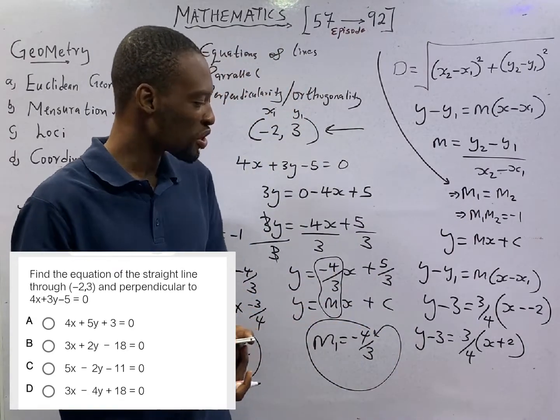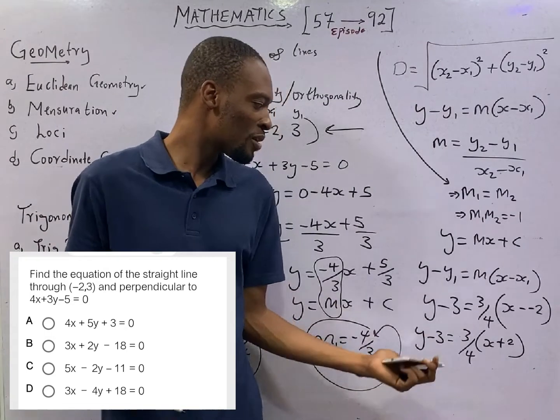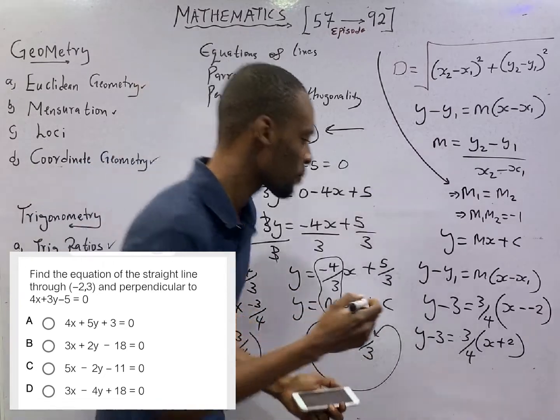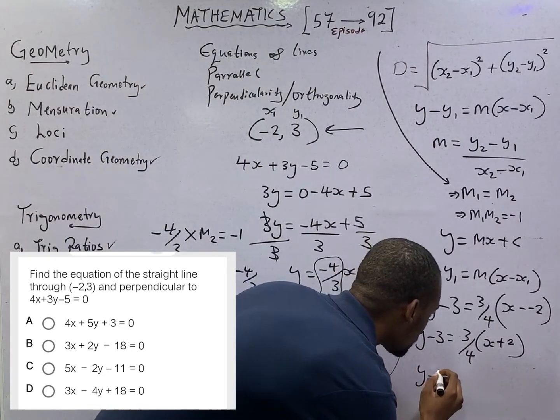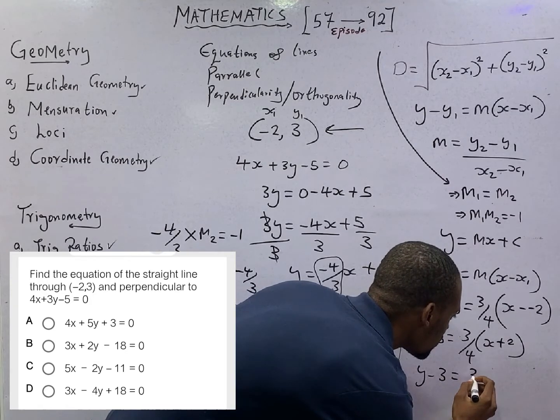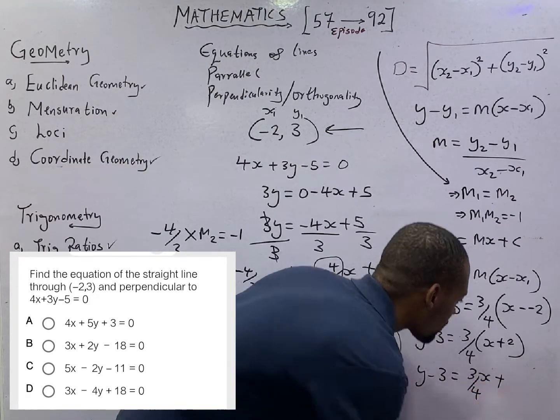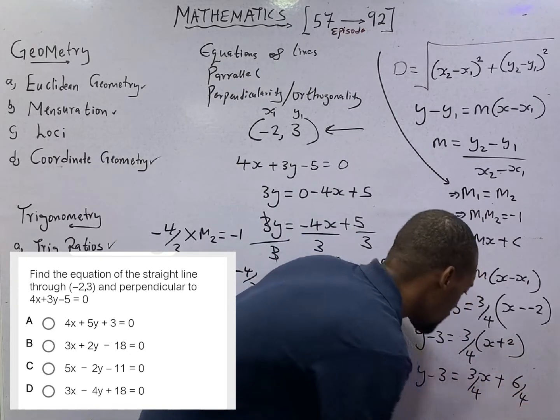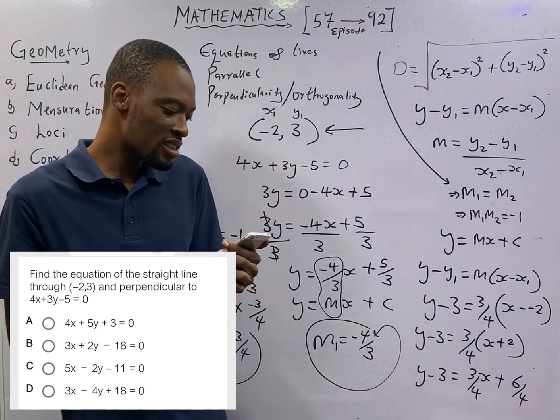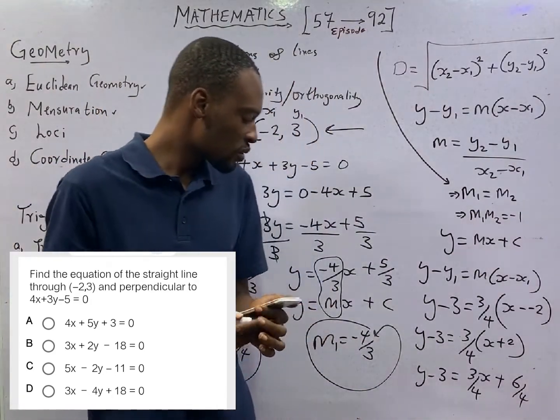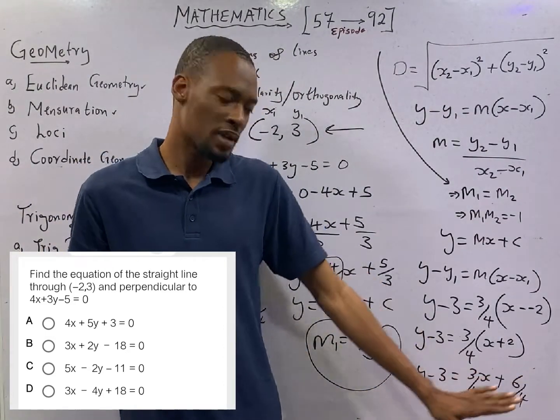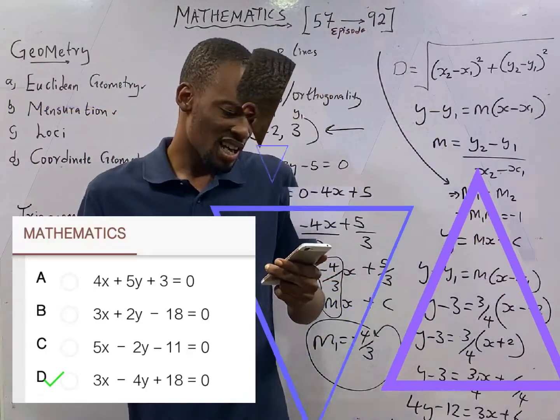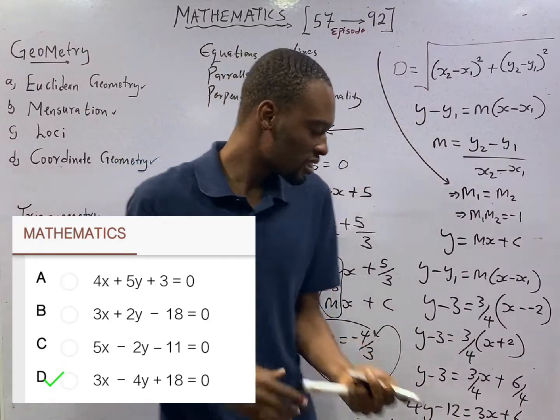So we've basically gotten what we need. Let's open up the bracket and rearrange. That will give us the equation. We simply say y - 3 = 3/4 x + (3 times 2)/4, which is 6/4. If you want to make this very interesting, you can choose to multiply everything by 4, and that will give you the equation of the line. Anyhow you look at this, option D is correct.